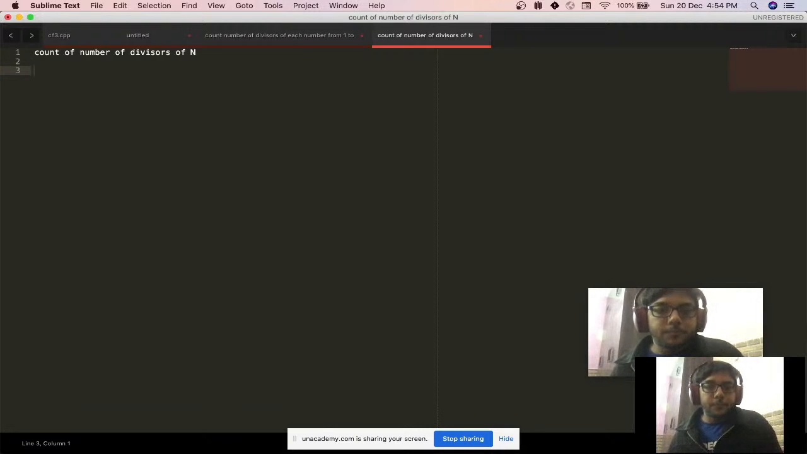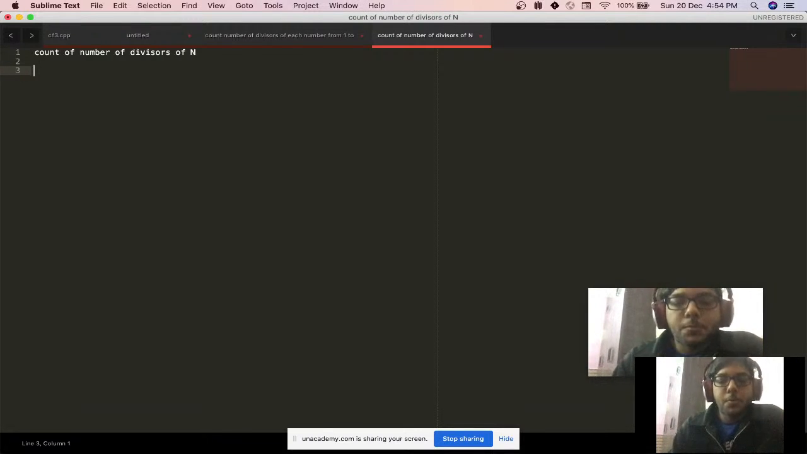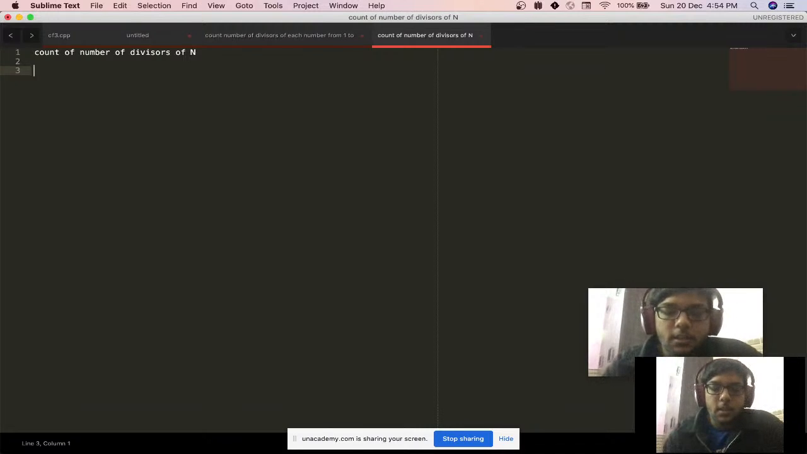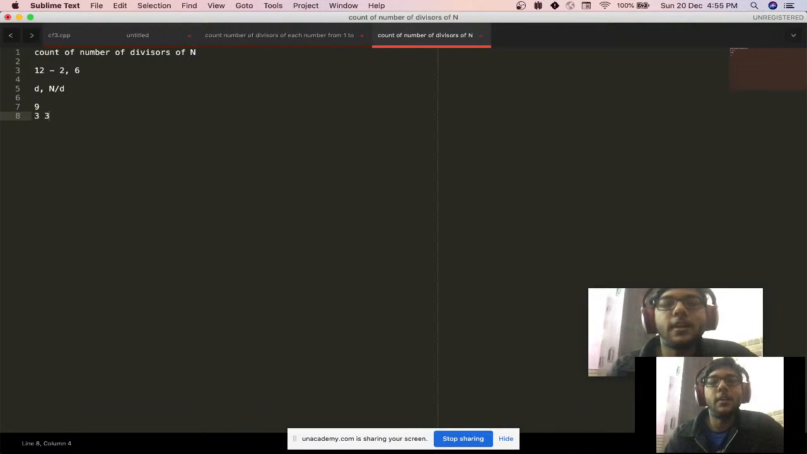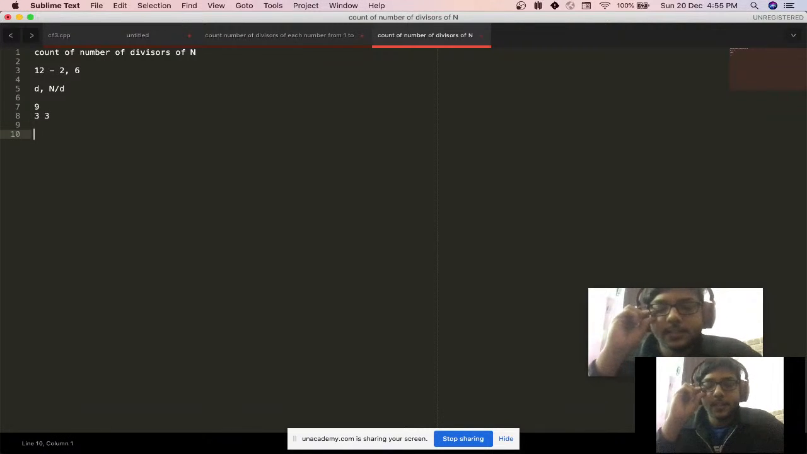What we can do is first observe that divisors come in pairs. Let's say we have 12. If 2 is a divisor, we know that 6 is also a divisor. We discussed it yesterday also. If D is a divisor, then N by D is also a divisor. So divisors come in pairs except for perfect squares. Say for 9, we have 3 as a divisor. 9 by 3 is 3, that's the same. It still holds that D and N by D are divisors, but they are not distinct here. We have to remember this case because we want to count the divisors and we cannot count 3 again, right?